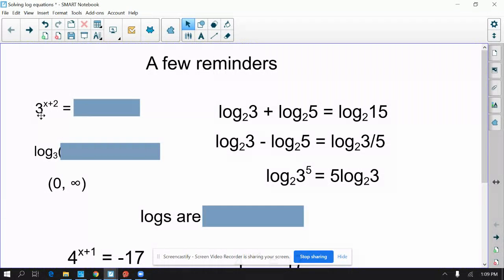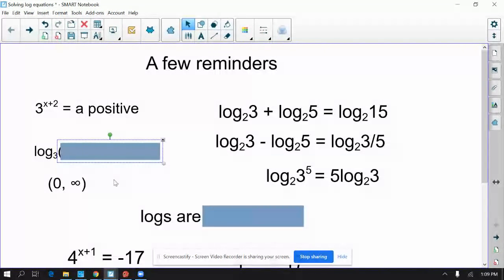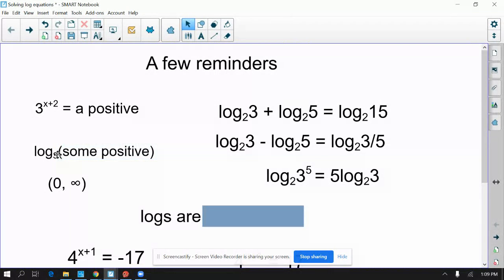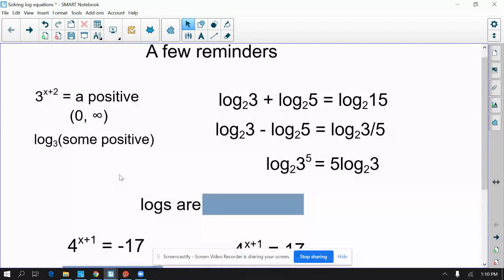So any base, remember the base has to be positive and it can't be 1. This will always produce a positive number, always. And logs are the inverse of this. So logs can only receive a positive. So log base 3 of, this is some positive that's in here. So this interval is the range of exponential functions, but it is also the domain of these log functions.